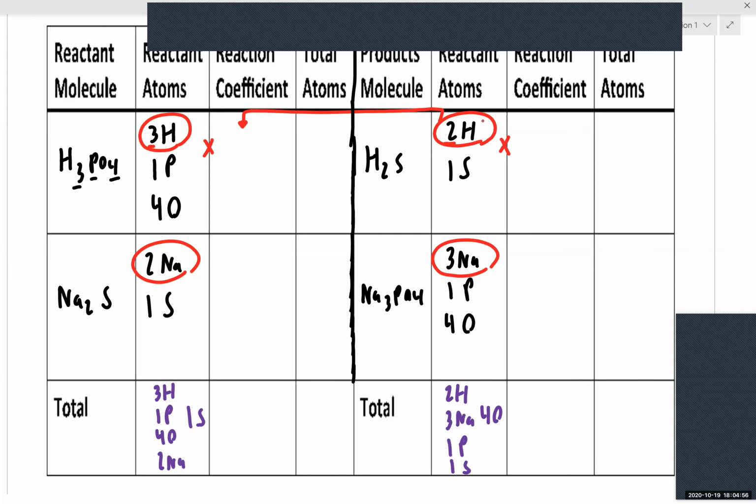So just as a side note, we're using the idea that 3 times 2 gives us 6. So if our goal is to have 6 hydrogens on each side, 3 times 2 would give us 6 hydrogens. And on the right-hand side, what coefficient do we need to get 6? 3. Exactly right. This least common multiple method works great if you have an element found in two chemical species on opposite sides of your chemical equation.